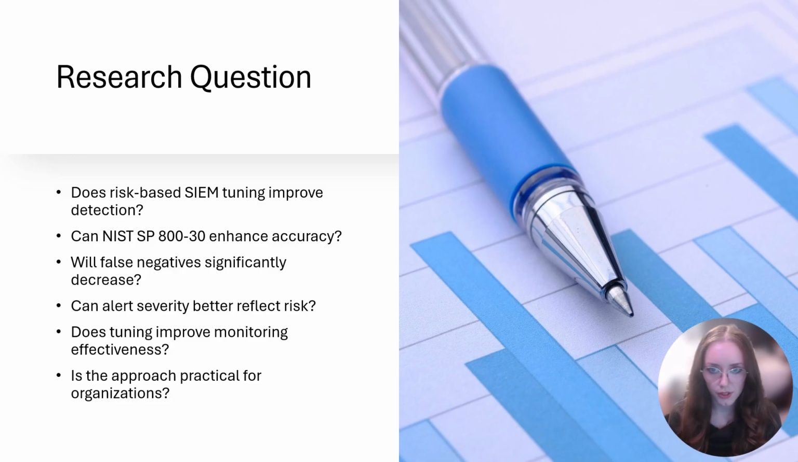The research focused on whether integrating risk management principles directly into SIEM tuning could improve detection performance. Specifically, we wanted to determine whether using NIST Special Publication 830 as a framework for evaluating risk would improve detection accuracy, reduce false negatives, and improve severity classification, with the hopes of enhancing monitoring effectiveness and providing a practical approach for organizations, especially those with limited cybersecurity resources.